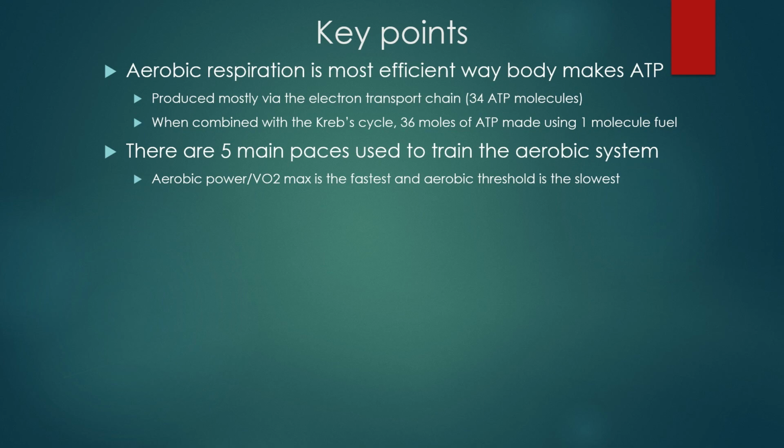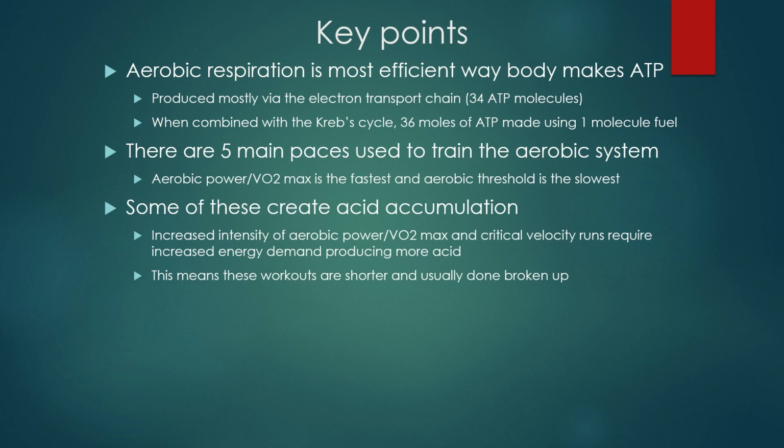You could say there's other ones in there, I'm sure, that are specific to various types of races, maybe like ultra marathon and things like that. But there's 5 main paces you would use to actually train the aerobic system, not just to go out and be a fun runner or something like that. Aerobic power VO2 max is the fastest, and aerobic threshold easy pace workouts is the slowest.